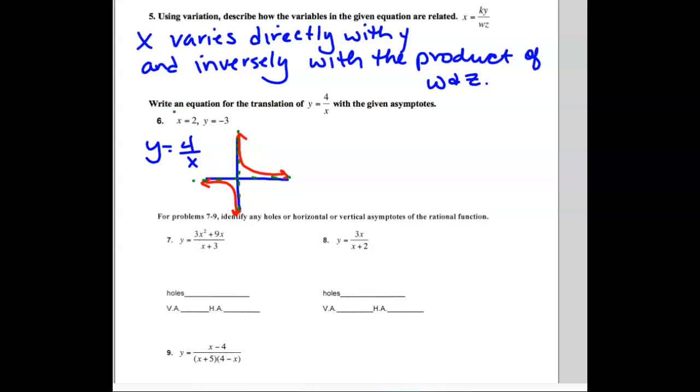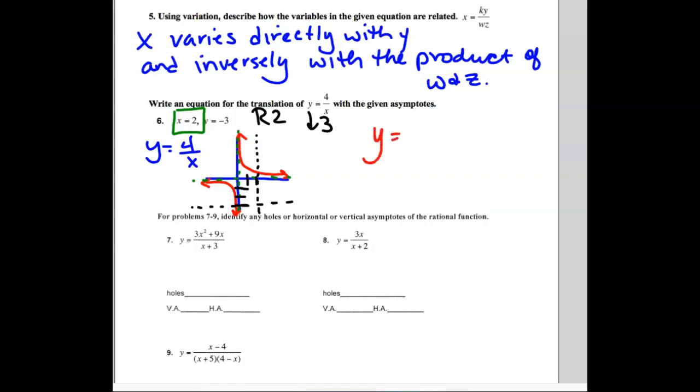But we want to shift our vertical asymptote to being x equals 2. So we want to move it over here, which means we are shifting right 2. And then we want our horizontal asymptote to be down here at -3, which means we have to shift down 3. So we want to write an equation that has those two translations in it.